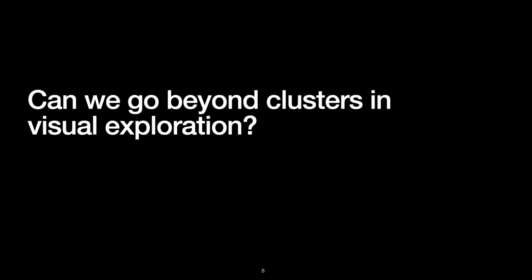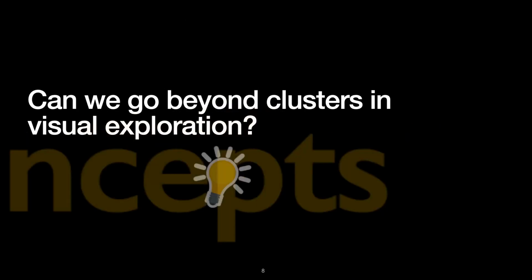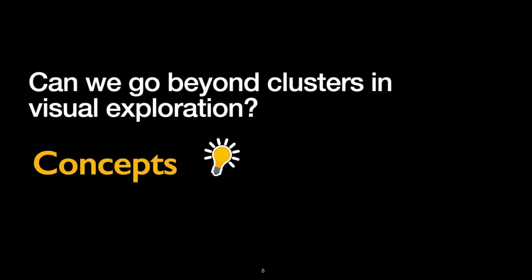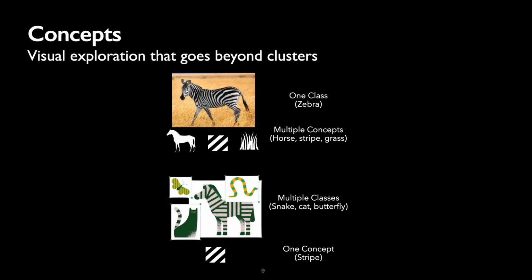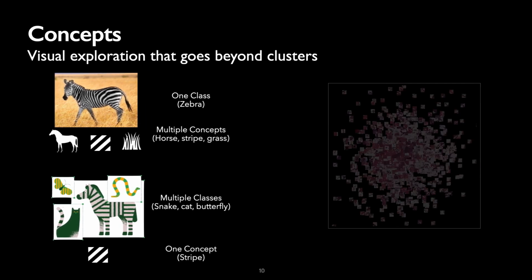It is worth asking, can we go beyond clusters in visual exploration? How about looking at concepts? A concept is an abstraction that describes the characteristics of items, such as shape and texture. For example, a zebra is related to the concepts of horse and stripes. A concept can be shared by multiple classes. Therefore, a concept is a flexible and transformable form of knowledge that can guide visual exploration.